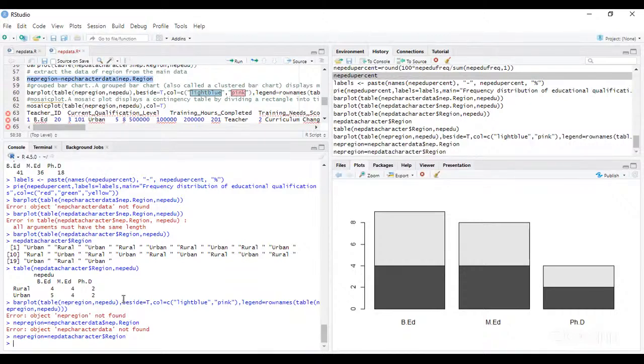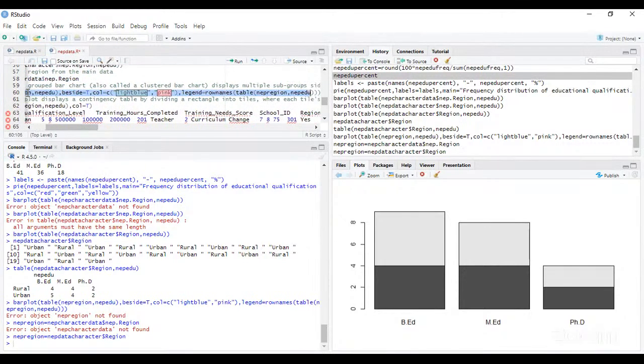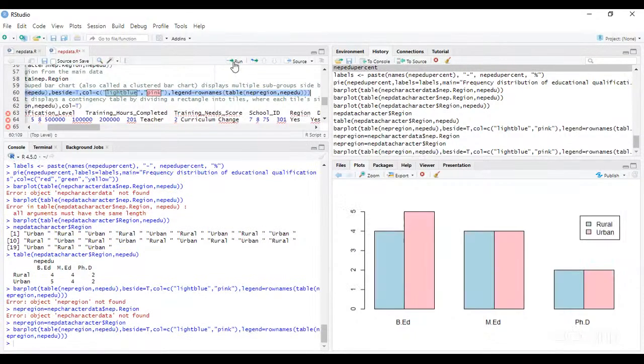Now in the bar plot, we will see a grouped bar chart. So you select line number 60. This one. This will tell you everything in a very nice way. Run. Now, can you see this data? This is called group bar chart.